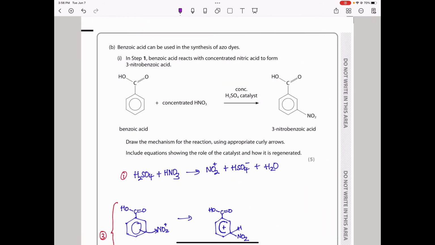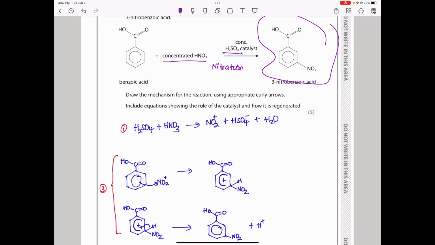Part B says benzoic acid can be used in the synthesis of azo dyes. In step 1, benzoic acid reacts with concentrated nitric acid to form 3-nitrobenzoic acid. Easy. This is going to be nitration. Concentrated nitric acid using sulfuric acid as a catalyst. This is nitration. And then forming the product, which is that. So the question is like, draw the mechanism for the reaction using appropriate curly arrows, include equations showing the role of the catalyst and how this is regenerated.